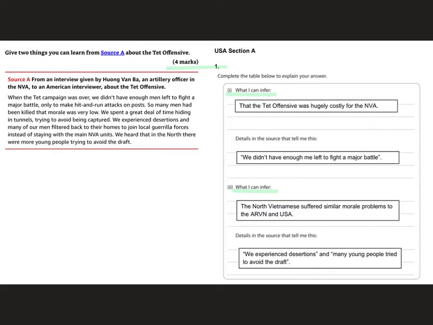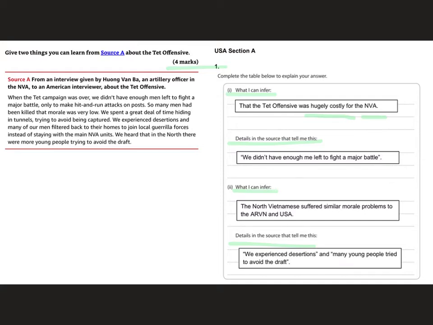What I did find is you either got 2 marks, or 0, 2, or 4, because actually picking out the details from the source, the second bit, was done pretty well. If you got the inference right, the details of the source followed. The Tet Offensive was hugely costly for the NVA. That's a better way. Some people put you lost a lot of men. Well, actually, it did say that they'd lost a lot of men in the source.